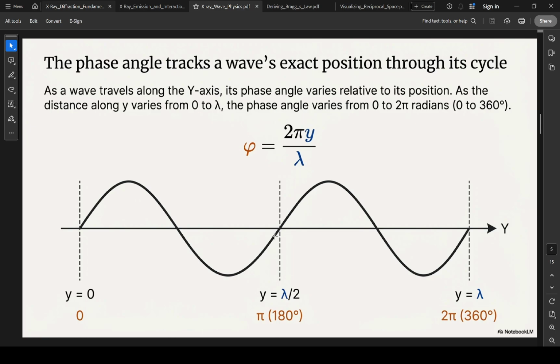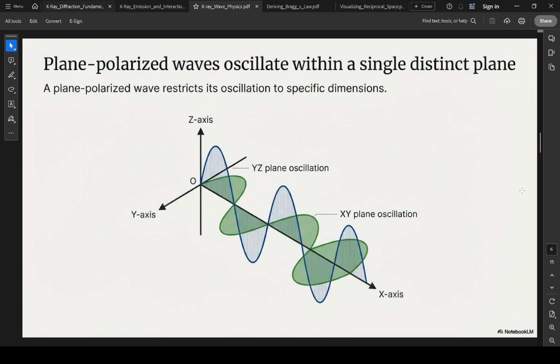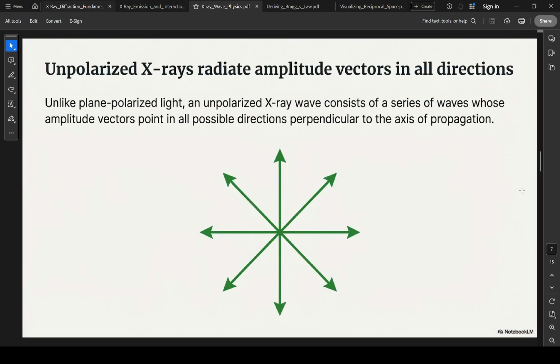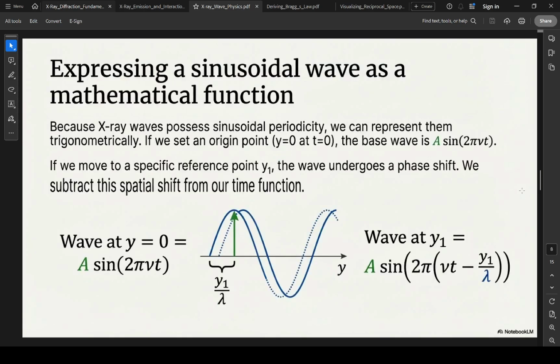So phi is given as phi equals 2 pi y by lambda, where y is your position across the wave, and lambda is your wavelength. So this explains phase shift.